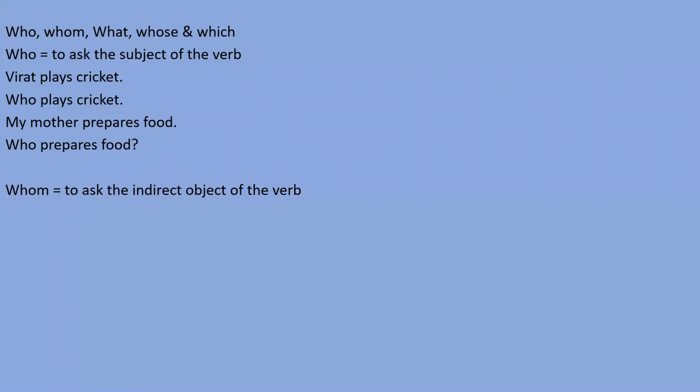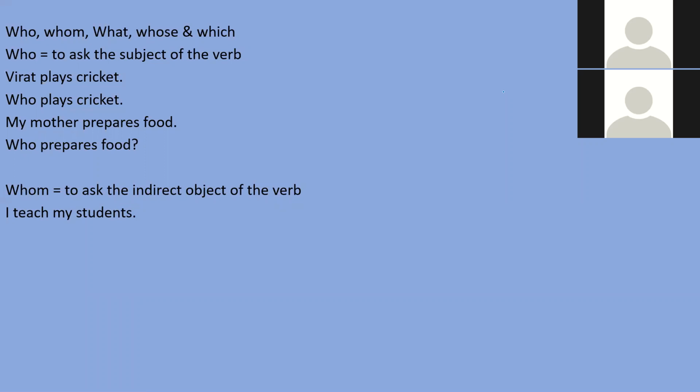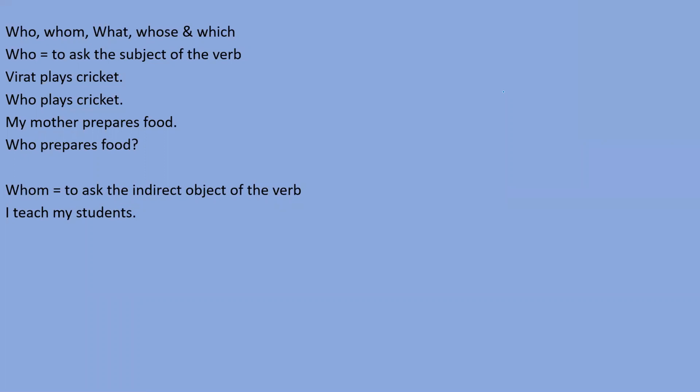Next, whom. Whom to ask the indirect object of the verb. When we need to know about the indirect object of the verb, then we should use whom word. Like I teach my students. So I subject, teach verb, my students indirect object. Indirect object means when object is living beings. So if I want to know about the indirect objects, I should use whom word. Like whom do I teach? मैं किसको पढ़ाता हूँ? Answer is my students.